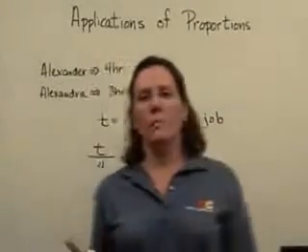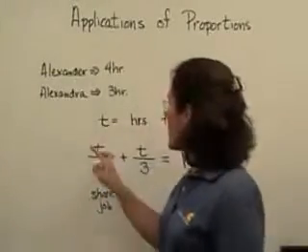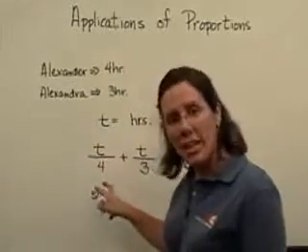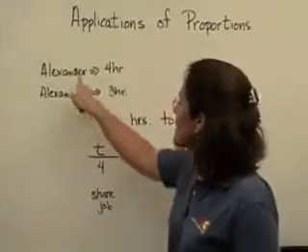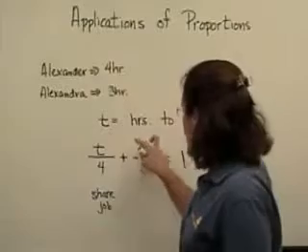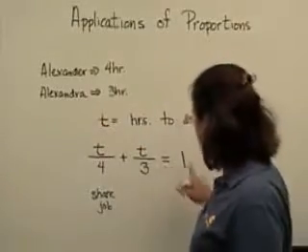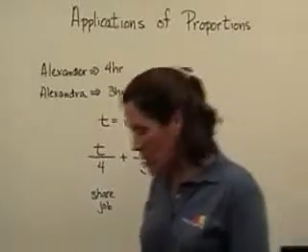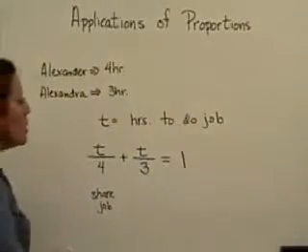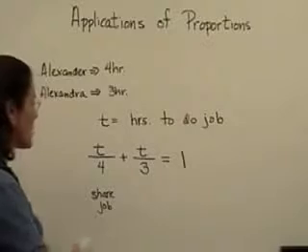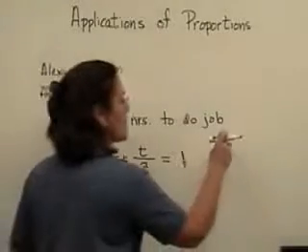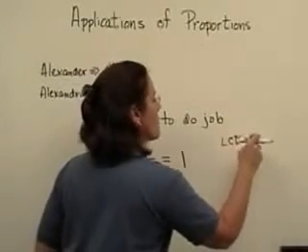Almost all work problems are like this: you've got to write an expression that represents the share of the job that, in this case, Alexander would do, plus the share of the job that Alexandra would do, and they have to finish the work. And then it just becomes a matter of solving this equation, which we learned how to do in the previous section. That is to find the least common denominator, and that is a 12 here.